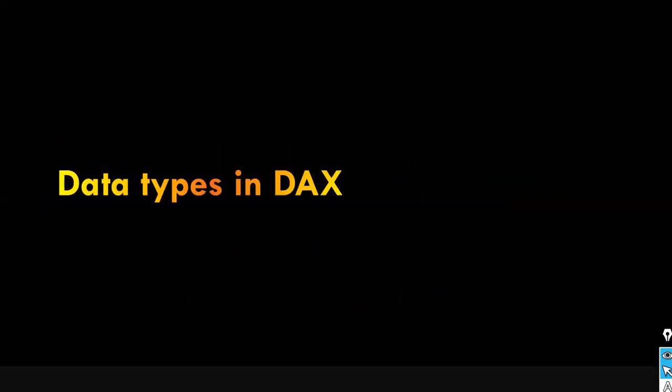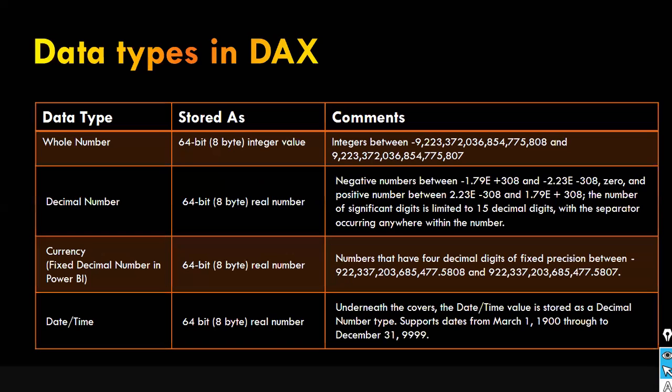Next, we will take a look at the data types that are available in DAX. Like any other programming language, here also we have integer, decimal, and currency data types. The whole number is an integer data type, and it can take integer values anywhere between this and this, a very big number, right? DAX only has one integer data type, so it can store a 64-bit value. All the internal calculations between integer values in DAX are also 64-bit values.